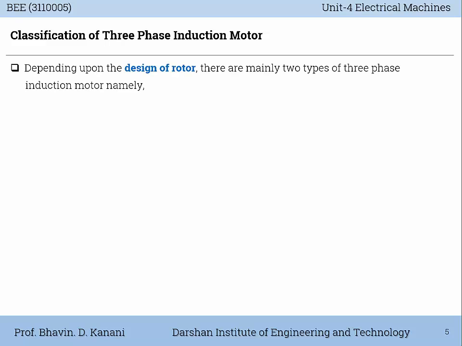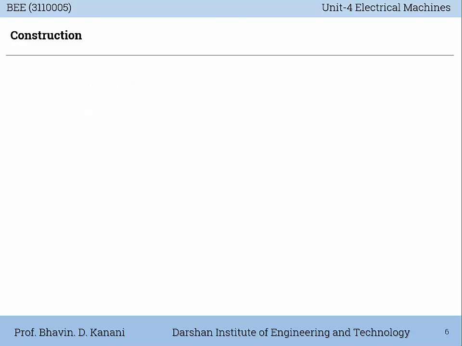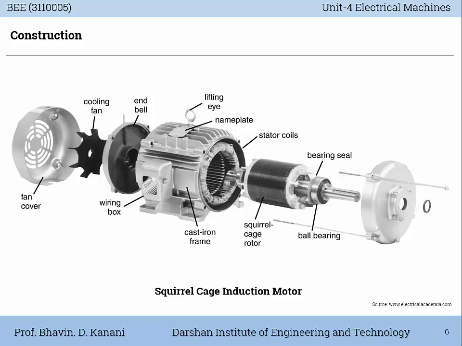Classification: depending upon the design of rotor, there are mainly two types of three-phase induction motor, namely squirrel cage induction motor and slip ring induction motor. This slip ring induction motor is also known as wound rotor motor. Construction: as seen from this figure, the induction motor has many parts, but the major parts are stator and rotor. Now let us understand the function of these different parts in detail.